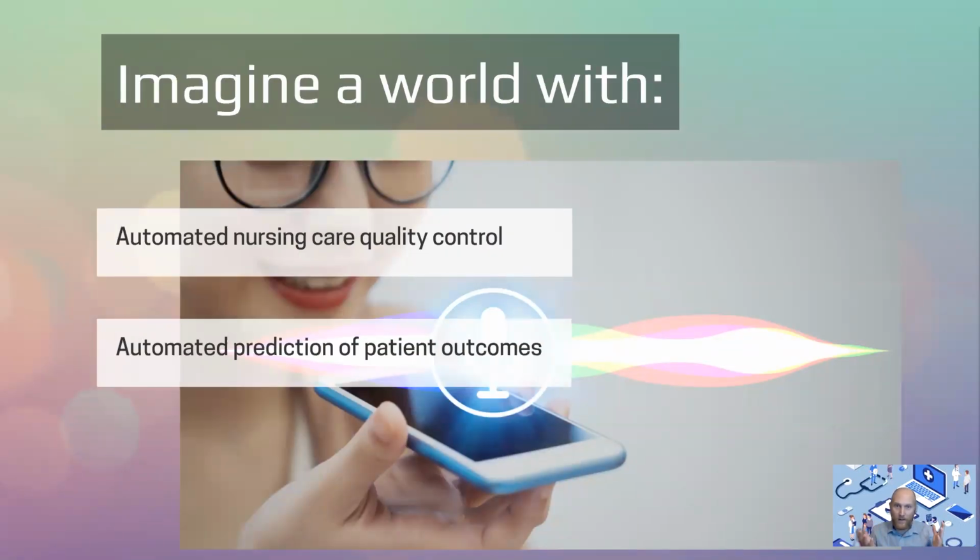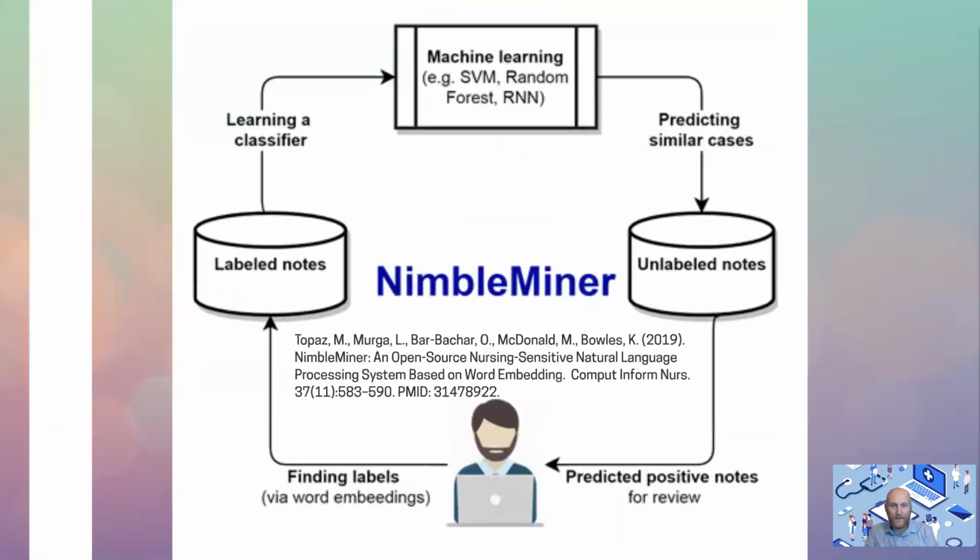But basically, imagine a world where automated systems would listen to our conversations with patients and create automated nursing care quality control. For example, we were able to assess shared decision-making in this study. Imagine a world where automated systems like that would listen to our conversations with patients and automatically predict patient outcomes, so then we can intervene appropriately when interventions are needed. So we actually created an open access, nursing-sensitive natural language processing system called NimbleMiner that we are going to look at in the next part of this presentation, that can be used to implement nursing natural language processing projects.